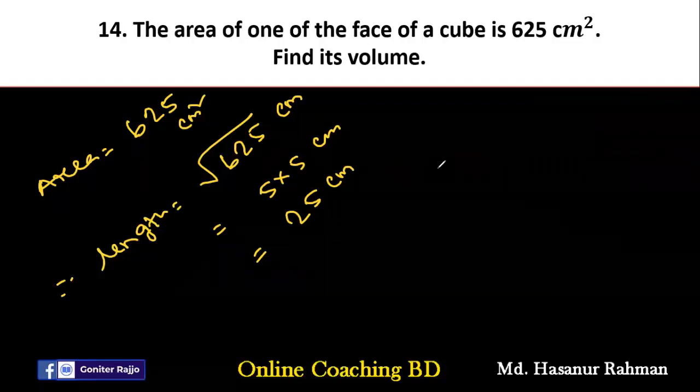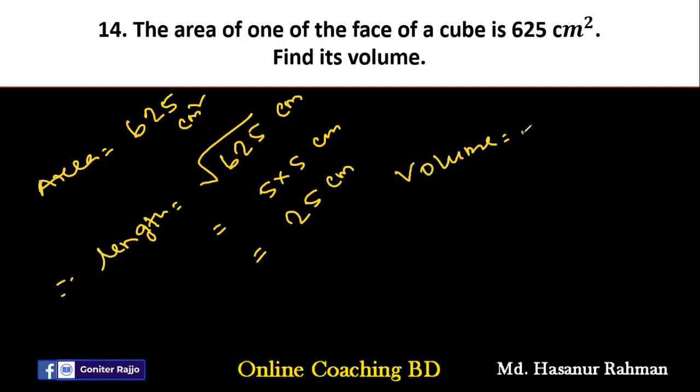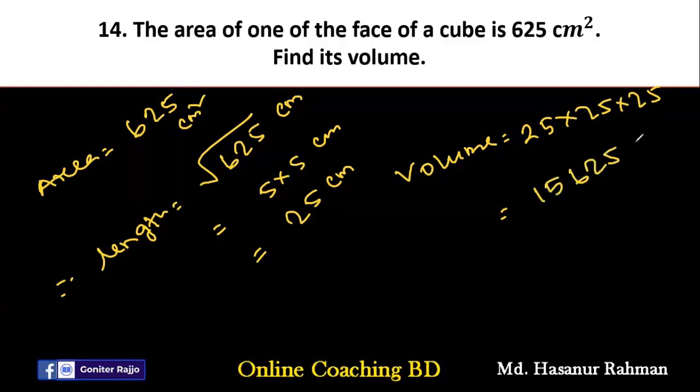Now we have to find out the volume. So how can you find out the volume? Then volume will be 25 multiplied by 25 multiplied by 25. So 25 multiplied by 25, that is 625. 625 multiplied by 25, that will be 15625 centimeter cube. That will be our final answer.